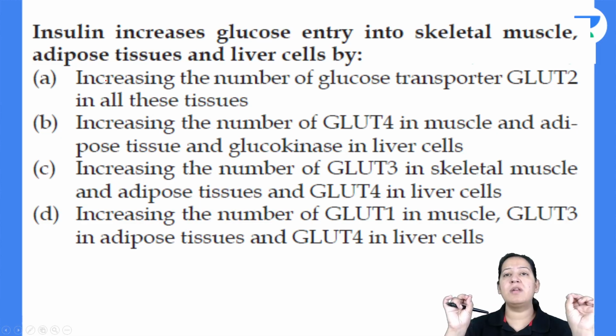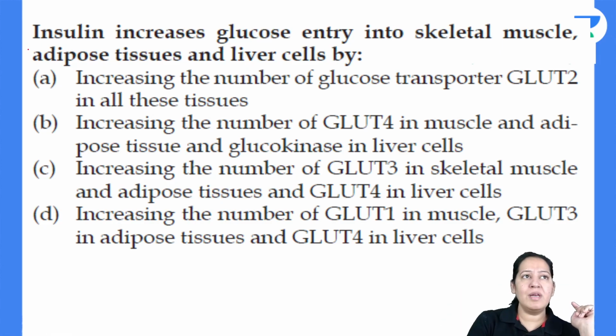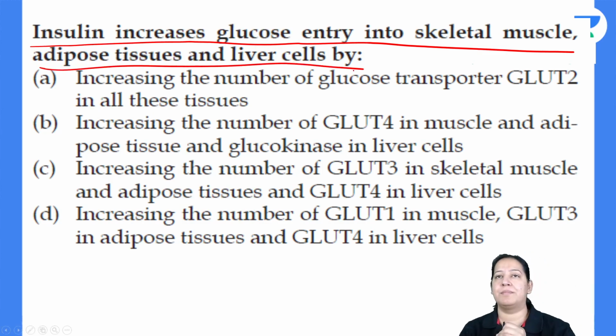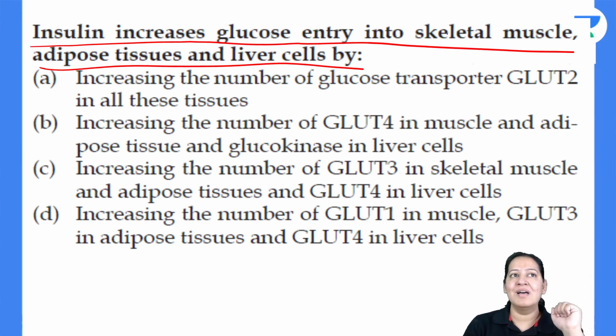The next question, a beautiful, difficult-level question from the previous year papers of AIIMS, is in front of you. Insulin increases glucose entry in the skeletal muscle, adipose tissue and liver by which mechanism? Insulin is implanting a door in these three target organs. Skeletal muscle, liver, and adipose tissue are the three target organs.